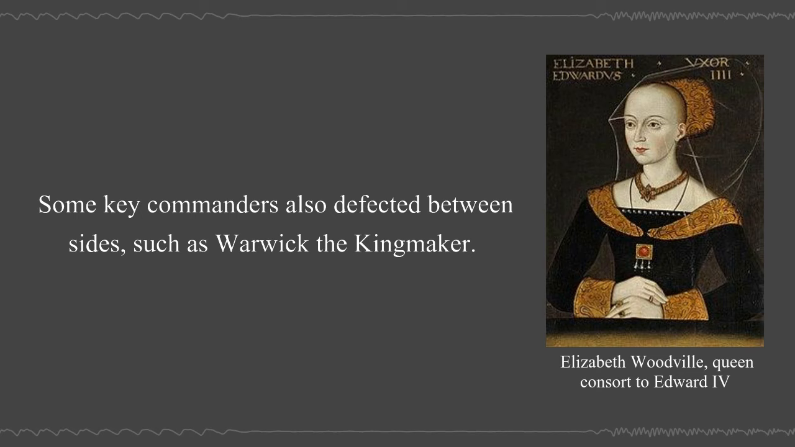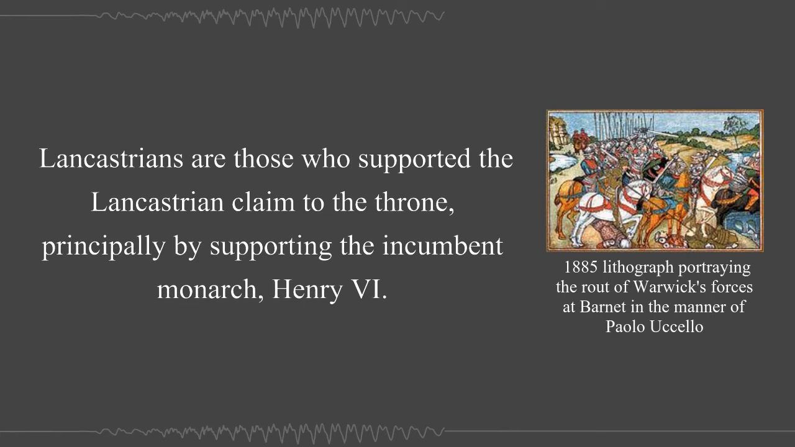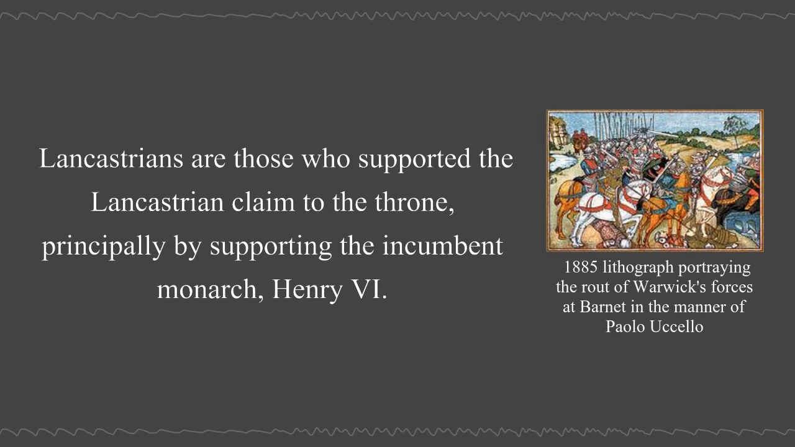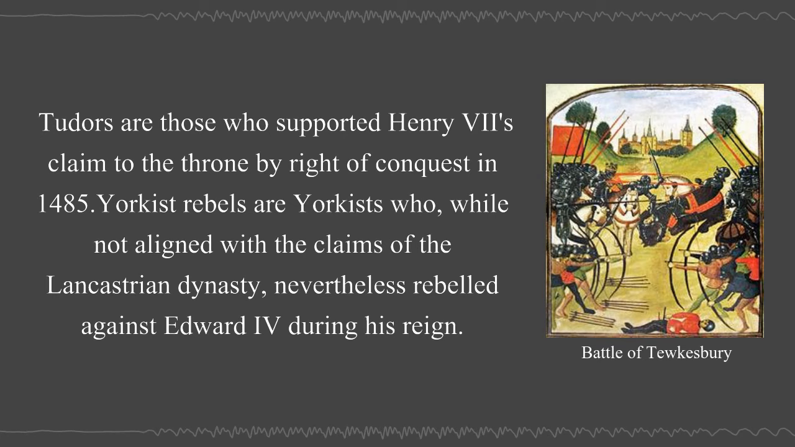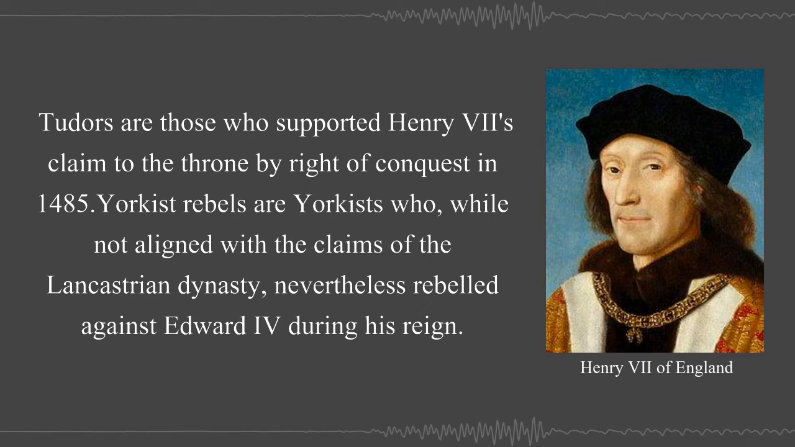Yorkists are those who supported the rival House of York's claims to the throne over the incumbent Lancastrian dynasty. Lancastrians are those who supported the Lancastrian claim to the throne, principally by supporting the incumbent monarch, Henry VI. Tudors are those who supported Henry VII's claim to the throne by right of conquest in 1485. Yorkist rebels are Yorkists who, while not aligned with the claims of the Lancastrian dynasty, nevertheless rebelled against Edward IV during his reign.